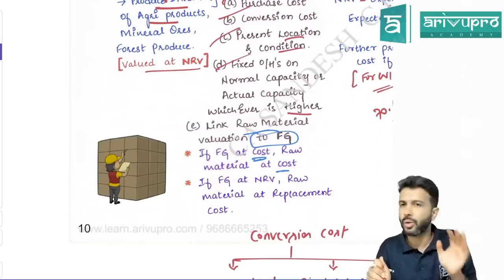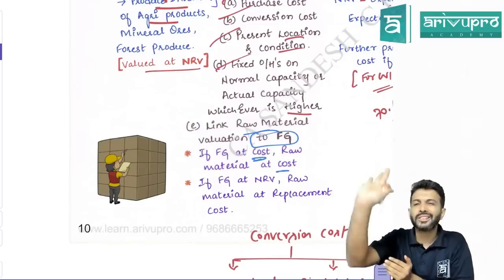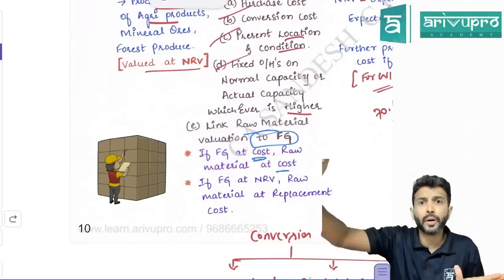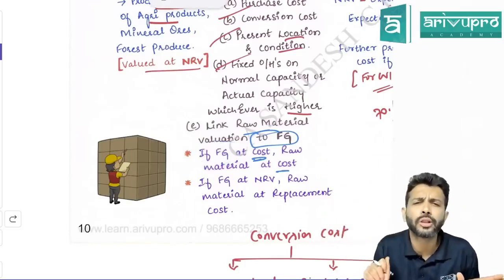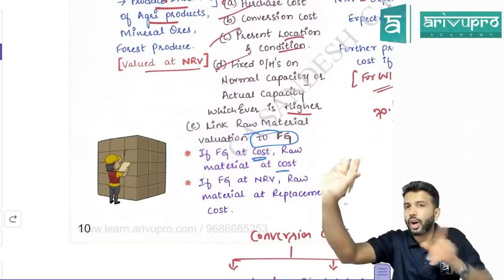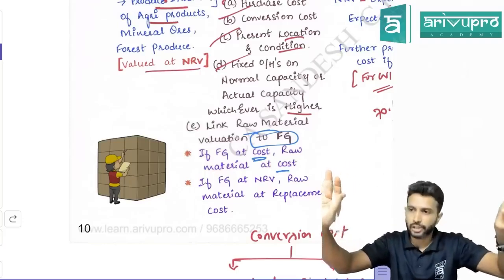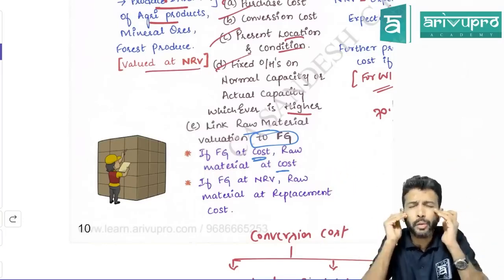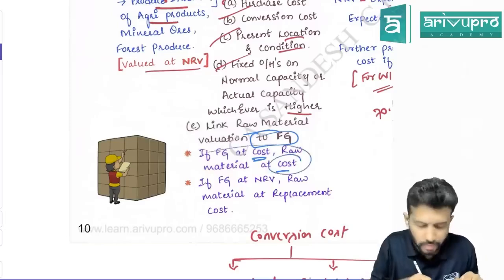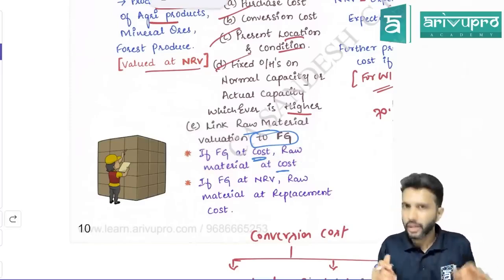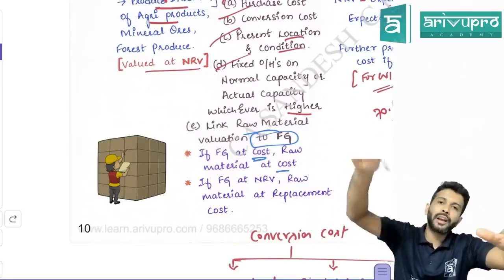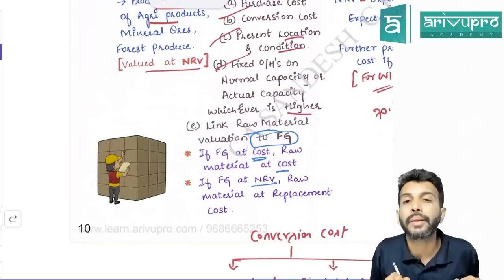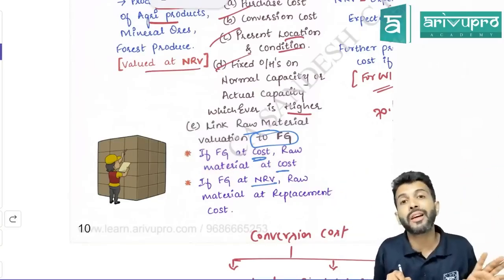Hence the standard AS 2 or Ind AS 2 has the same concept. They said link raw material valuation to finished goods, because from raw material ultimately what will you produce? Finished goods. So link raw material's valuation with finished goods. If finished goods are valued at cost, you don't have to break your head. Raw material also will be valued at cost. If finished goods, however, are valued at NRV, then raw material also should be valued at NRV.